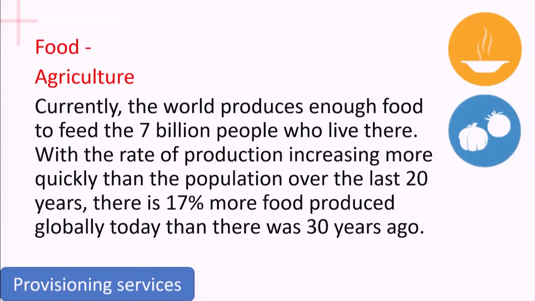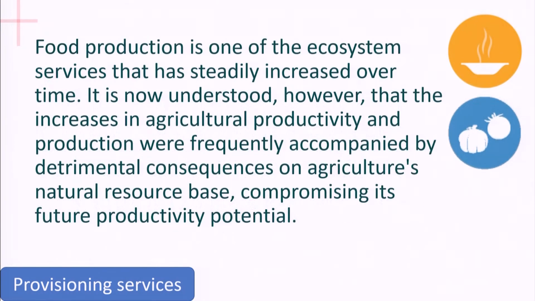Now taking food, agriculture. Currently the world produces enough food to feed the 7 billion people who live there. With the rate of production increasing more quickly than the population over the last 20 years, there is 17% more food produced globally than it was 30 years ago. So this providing of food to mankind comes under the provisioning services. Food production is one of the ecosystem services that has steadily increased over time.